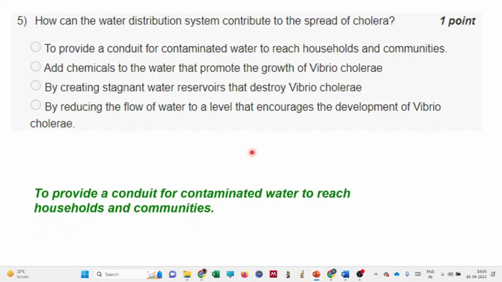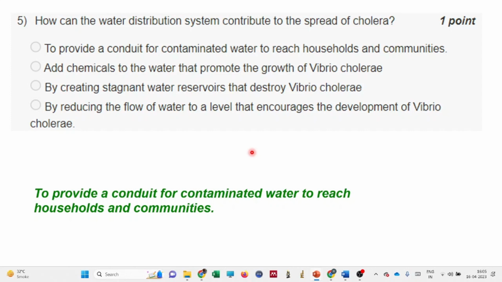Yeah, so it's obviously option A. The water distribution system can actually contribute to the spread of cholera in several ways. Because cholera is a waterborne disease that is transmitted through contaminated water or food. And basically, the water distribution system can become contaminated if the water sources used to supply water to communities are contaminated with the cholera bacteria, Vibrio cholerae. And this can happen if sewage or other contaminated water sources are mixed with the clean water supply.